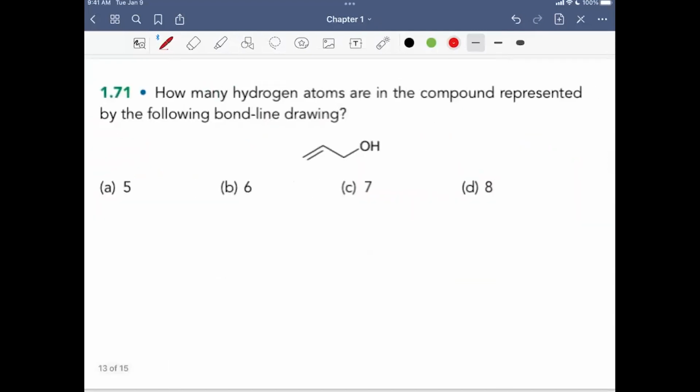Okay. This question asks, in a multiple choice format, how many hydrogen atoms are in the compound represented by the following bond line drawing? Okay.